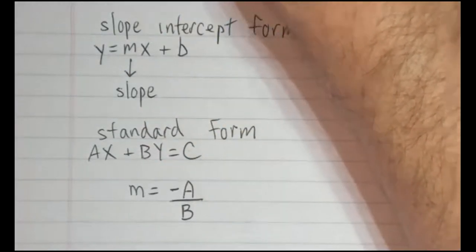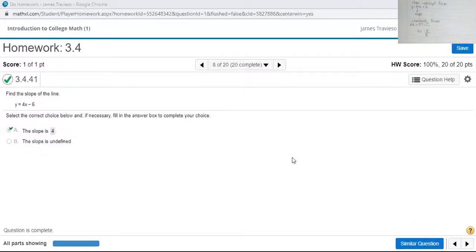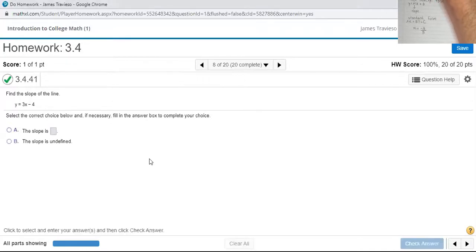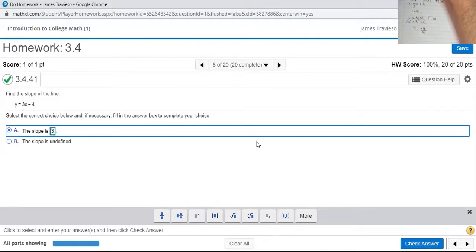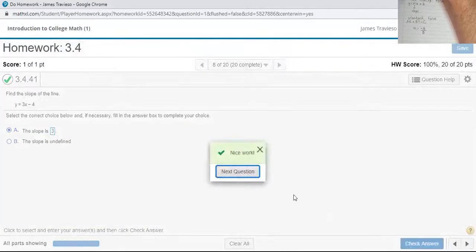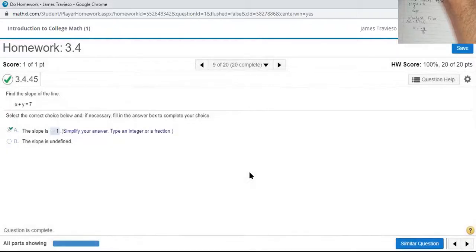Let's go into this problem here. Let's get a similar question. All right, so what form are we looking at here? Okay, we notice the y is by itself. So this is actually in what we call slope-intercept form. So how do I find the slope if it's in slope-intercept form? It's the number that's in front of the x. What's that value? That value there is just 3. Check your answer, and you're good.